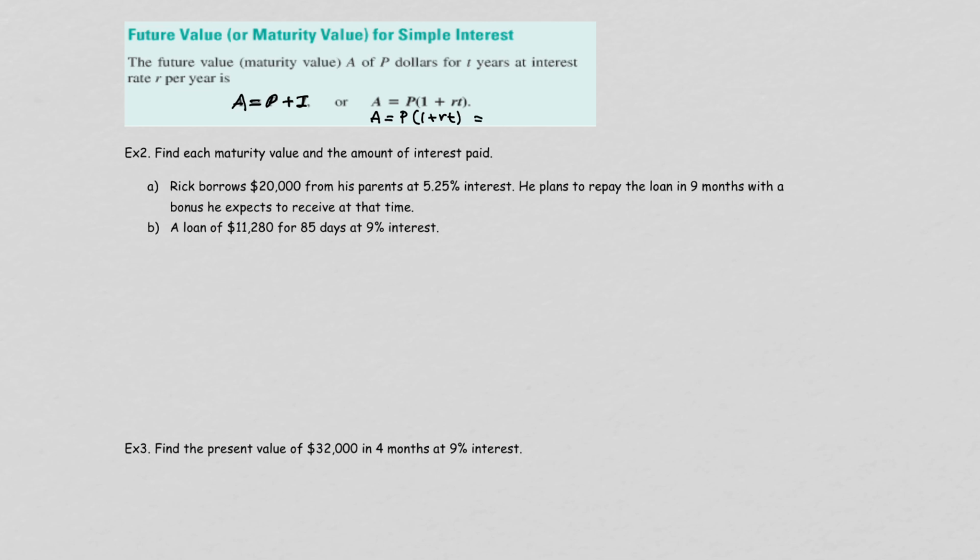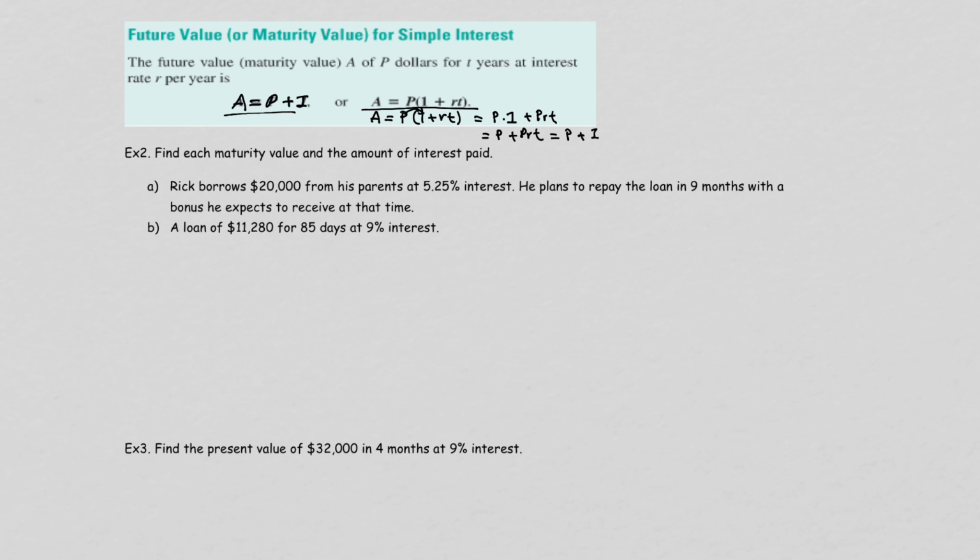You end up getting the same thing when you distribute P to open the parentheses. It'll be P times 1 plus P times RT, which is P plus PRT. And we know that PRT equals interest, so it will be principal plus interest. Basically these two are the same, but without having the interest value, you can use this formula so that you don't have to find the interest first and then add it to the principal. Both ways you end up with the same number.